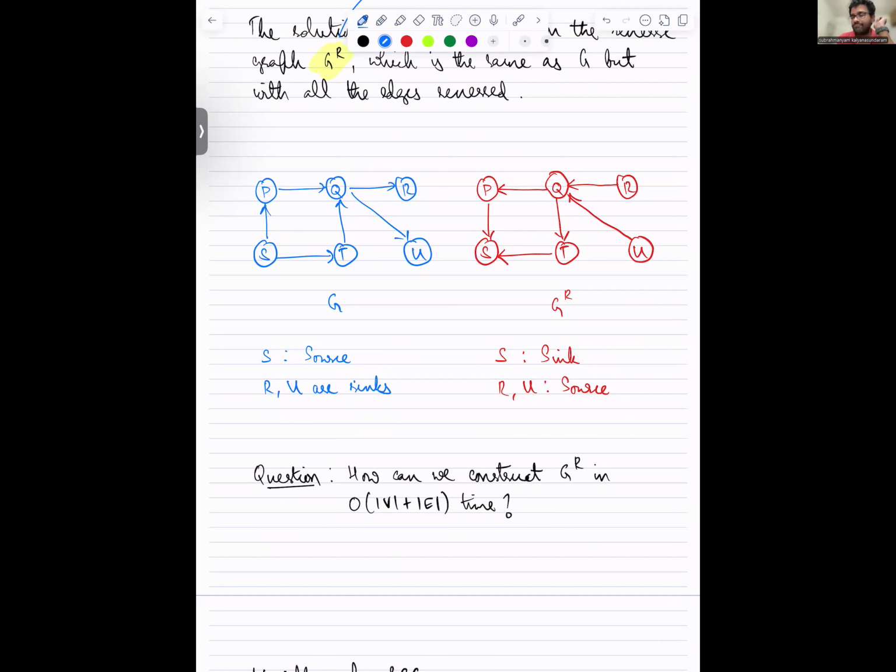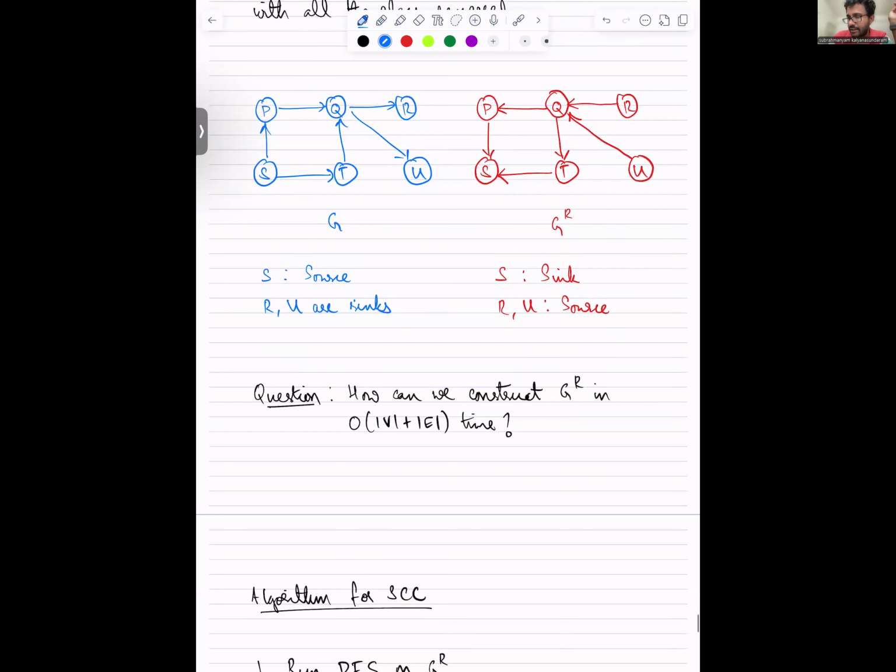This I'm not going to elaborate, but in linear time, you can just go through the adjacency list and make a new adjacency list at the same time as you're going through. It's not that difficult. I think you can try it as an exercise. So you can think about it.